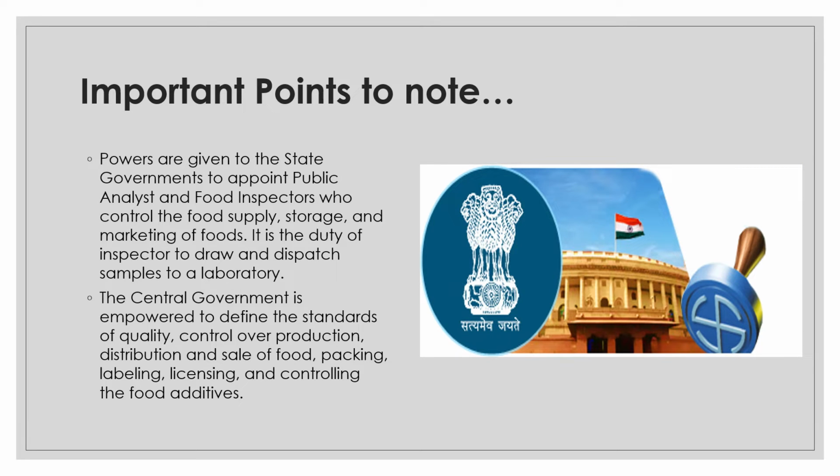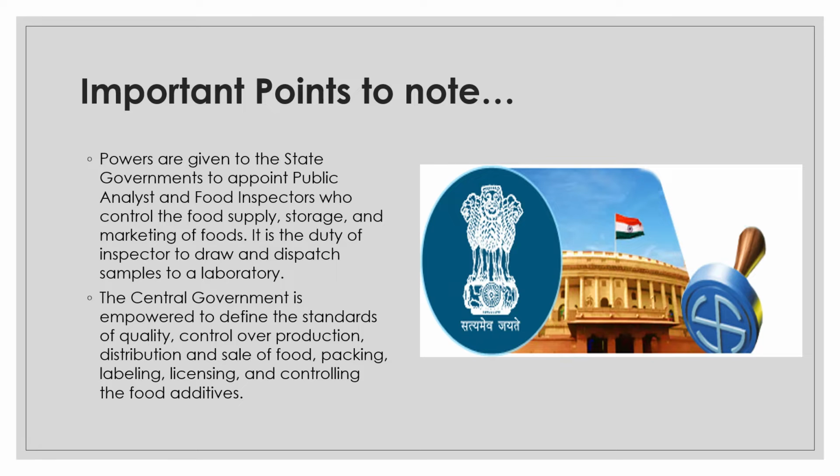And as per this act, powers are given to the state governments to appoint public analysts and food inspectors who control the food supply, storage and marketing of food. Okay. So these public analysts and food inspectors control the supply, storage and marketing of food items. And food inspectors can also draw samples and dispatch them to laboratories for testing.